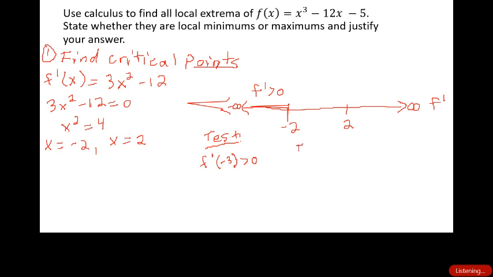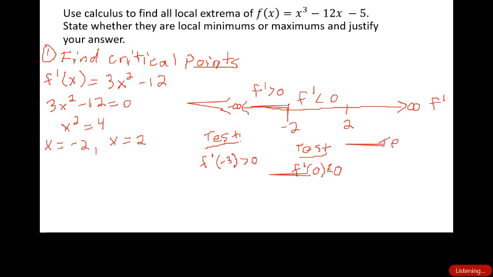Next, let's pick a test point in the interval from negative 2 to 2. Let's say 0. 0 is a great test point to use between a negative number and a positive number. And we're going to plug 0 into the first derivative, so we have 3 times 0 squared minus 12, which is obviously a negative number. So since our test point came out negative, that means all of the first derivatives are going to be negative for this entire interval.